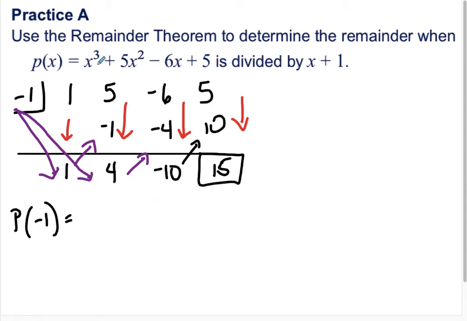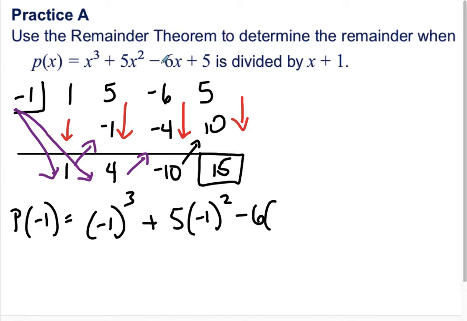Okay, so let's begin. So x cubed becomes -1 cubed plus 5 times x squared becomes -1 squared minus 6 times -1 and then plus 5. And again, the reason why we're plugging in a -1 is the same reason why we would have put a -1 in that box. It's the number that makes this equal to 0. All right, so let's evaluate.